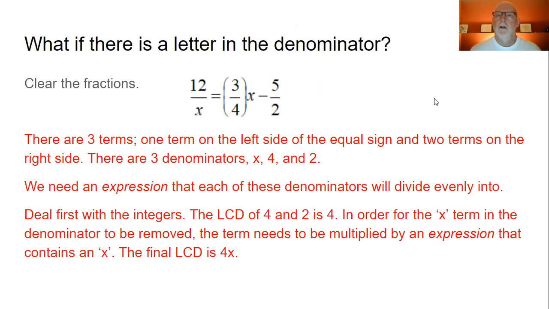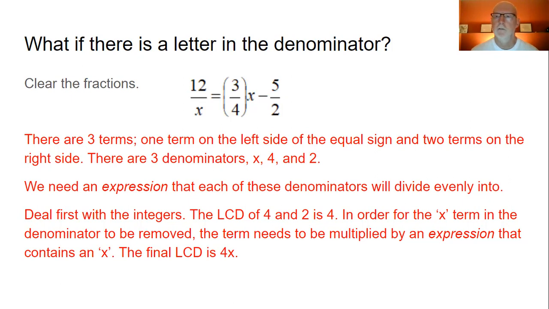What if there's a letter in the denominator? The thought process is still the same. We're looking for some common denominator, some common expression that each of the parts in the denominator will divide evenly into. So when we do the multiplication, that denominator portion will no longer be there. We're clearing the fraction. So here we've got three terms. We've got a 12 divided by x is one term. And we've got a 3/4 x and a negative 5/2. So three terms, one on the left, two on the right.